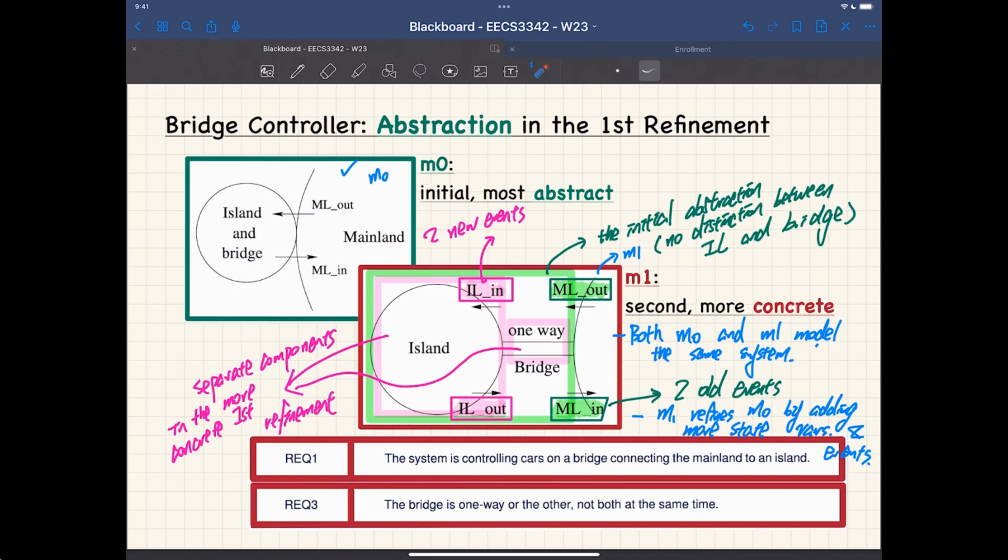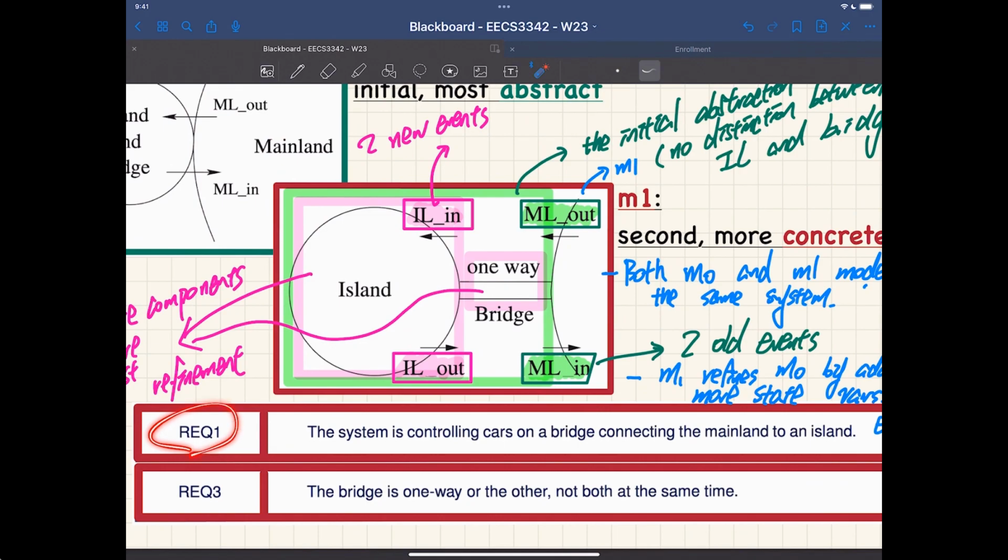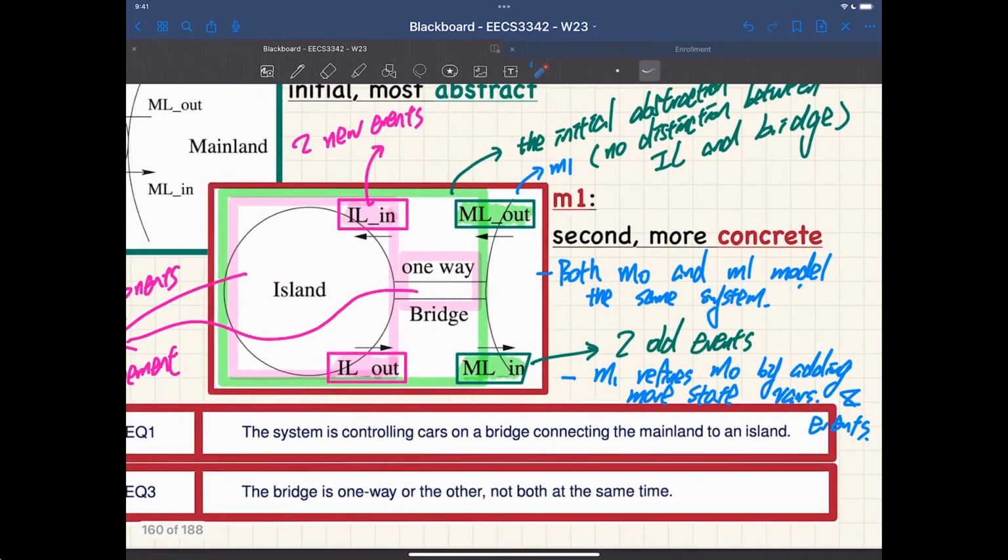All right, a final thing to mention. What are we addressing in this first refinement? We are trying to address these two requirements. If you go back to the very beginning of the slides, we talk about the requirements document. So requirement number 1 and requirement number 3 are our focus for this first refinement. Let's take a look. The system is controlling cars on a bridge connecting the mainland and an island. So that's exactly the one-way bridge that we have to separate from the compound that exists in the initial model.